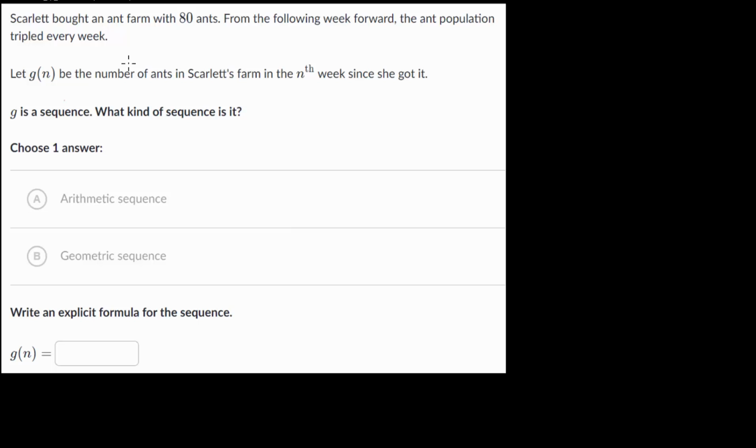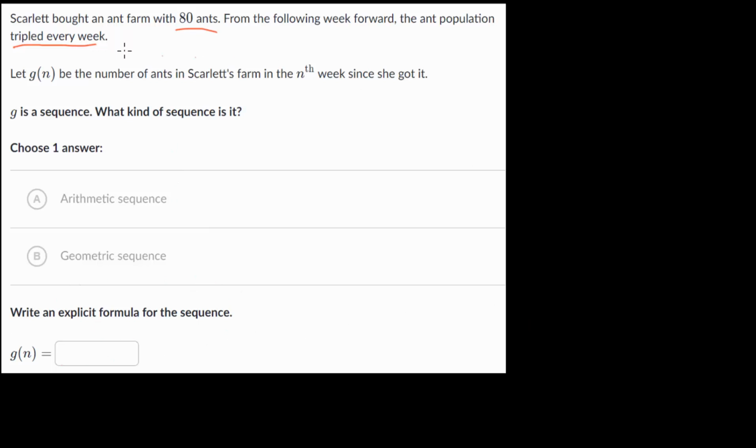So let's look at a couple more problems with word problems involving sequences. In this case, we have that Scarlett bought an ant farm with 80 ants. From the following week forward, the ant population tripled every week. Let G of n be the number of ants in Scarlett's farm in the nth week since she got it. So we need to find what kind of sequence this is, and we need to find what the explicit formula is.